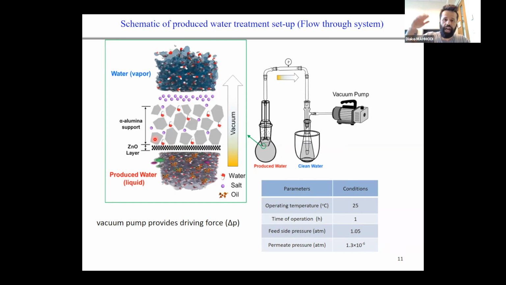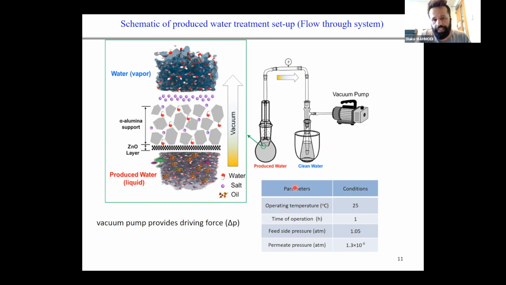Just by increasing hydrophilicity, we could remove the oil component. In order to remove salt, we installed a vacuum pump. Then, by starting the pump, the pure water evaporated and was collected in a cold trap here. But since the salt component doesn't evaporate, all of the salt stays above the surface of the membrane here. That's how we treated produced water.